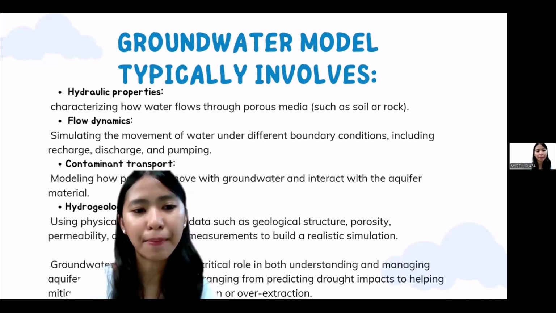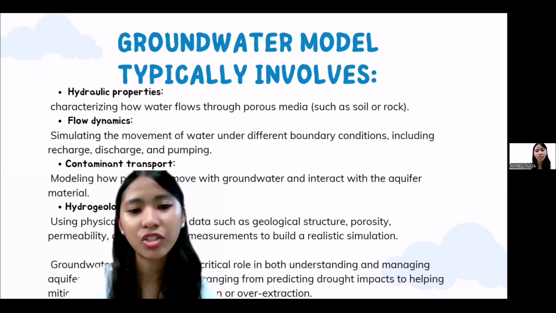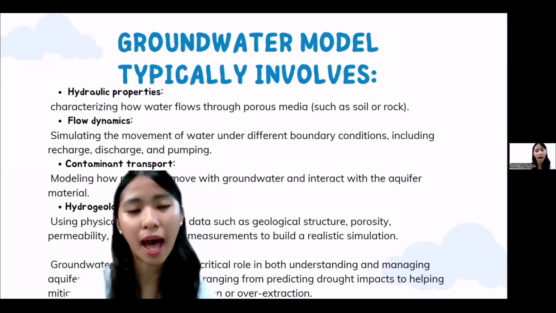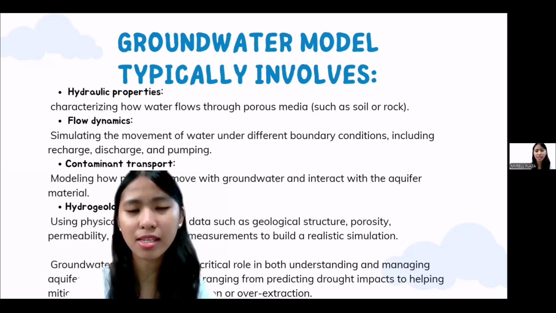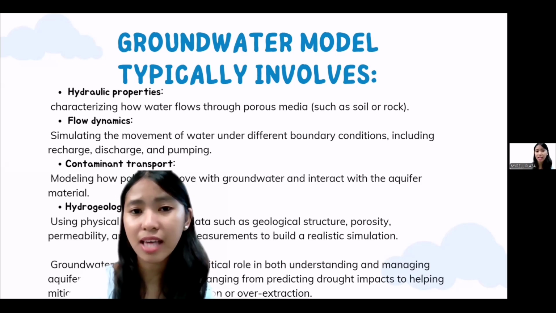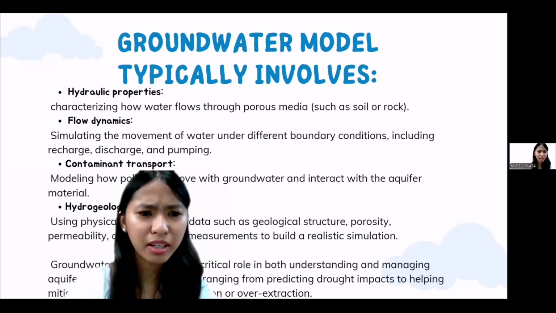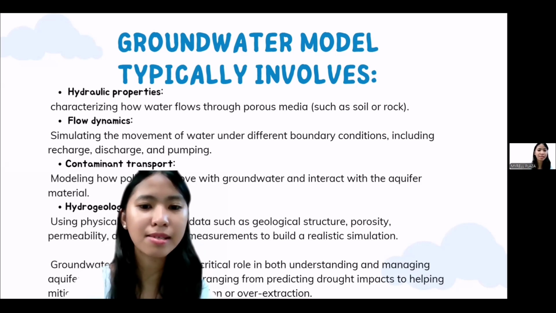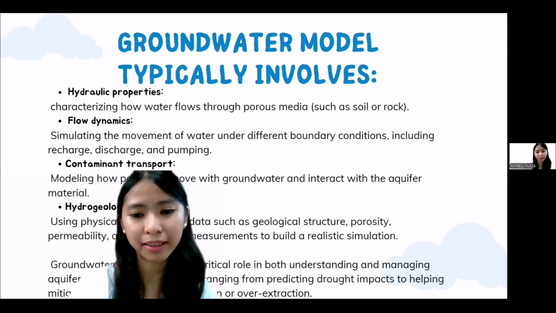Next is flow dynamics: simulating the movement of water under different boundary conditions, including recharge, discharge, and pumping. This refers to how water moves through an underground system, such as how it enters, exits, or can be extracted. The third one is contaminant transport: modeling how pollutants move with groundwater and interact with the aquifer material.